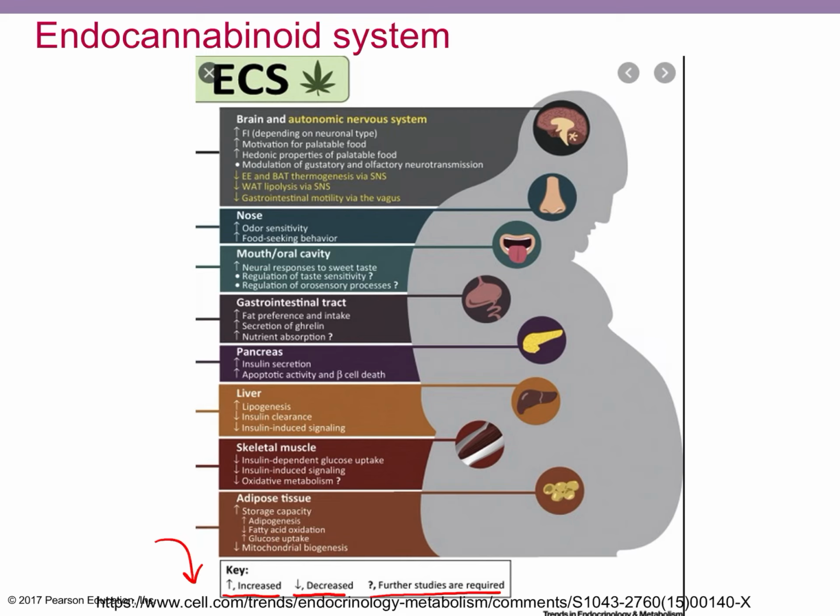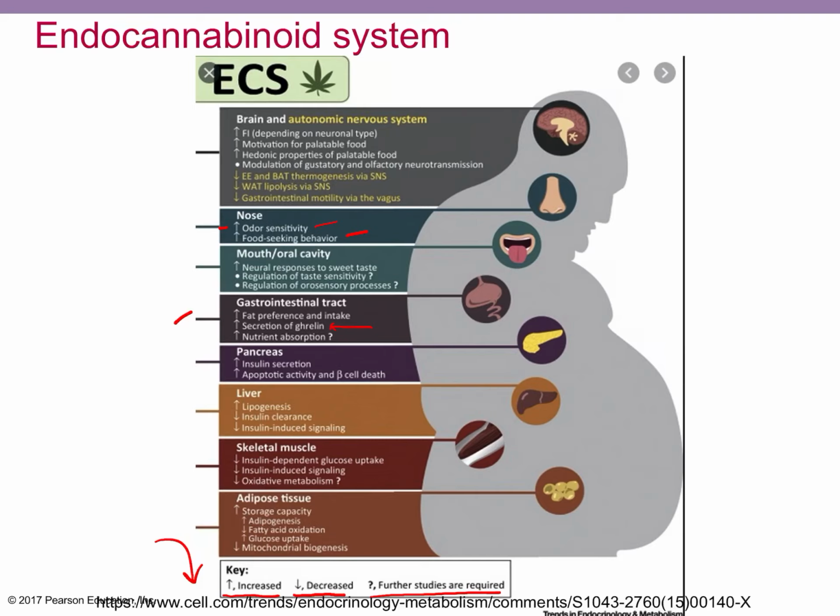But just a couple things, right? One of the funny things I noticed was that you have an increase in fat preference and intake. So maybe eating more fatty foods. Secretion of ghrelin. Ghrelin actually makes you feel hungry. It's a hunger hormone. And then you can see here that the nose, it increases odor sensitivity and it increases food-seeking behavior. So all sort of pointing to that, the sort of munchies sort of thing with people who take THC.